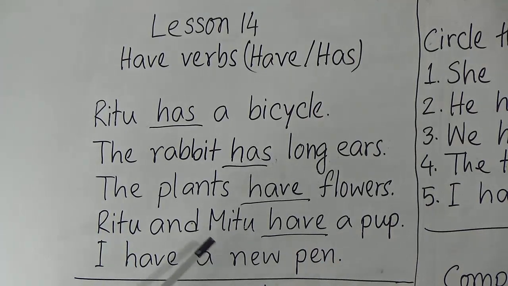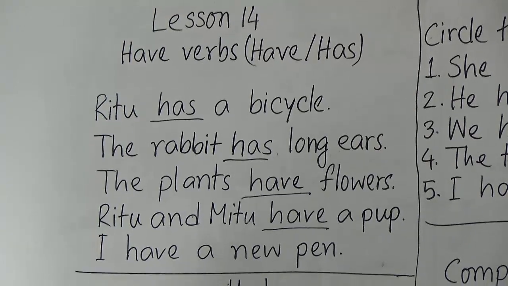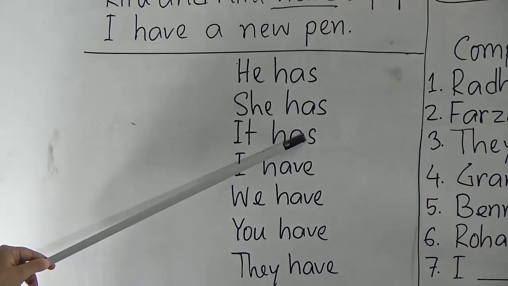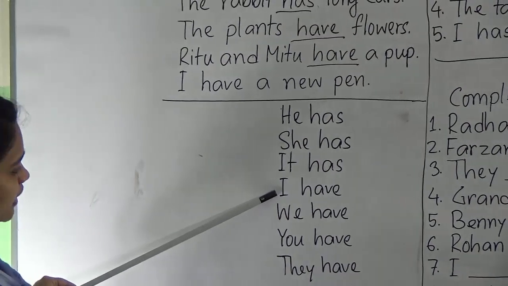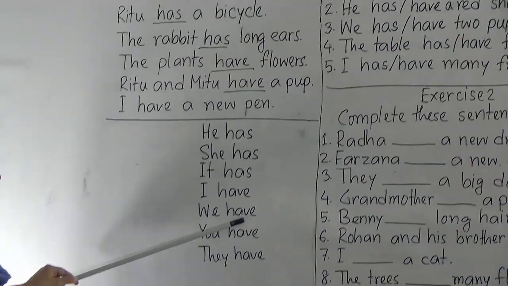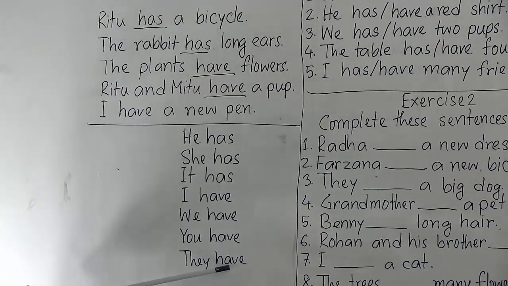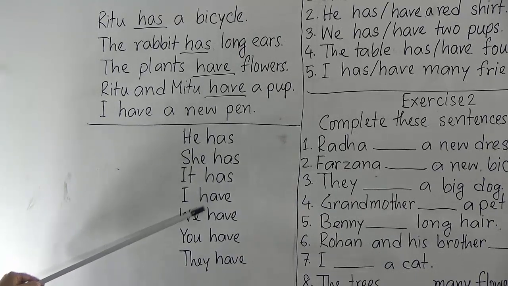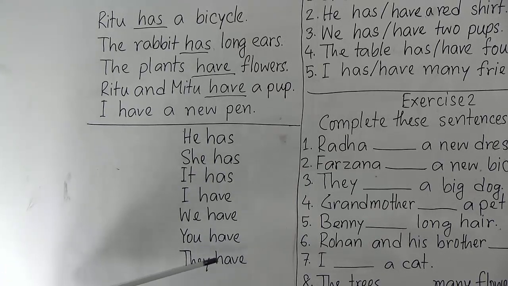But there is I have. Though I indicates only one person, we use have after I. This is exceptional. So remember, when we are talking about only one person, we use has, and when we are talking about more than one person, we use have. So he has, she has, it has, and I is exceptional. That's why we write I have. We have, you have, they have. I repeat, he has, she has, it has, I have, we have, you have, they have.